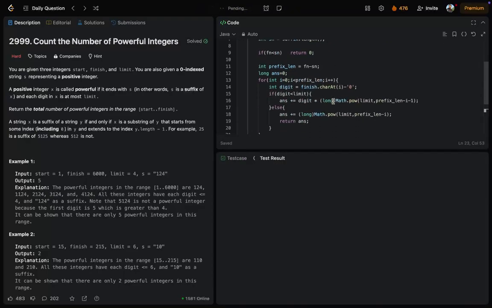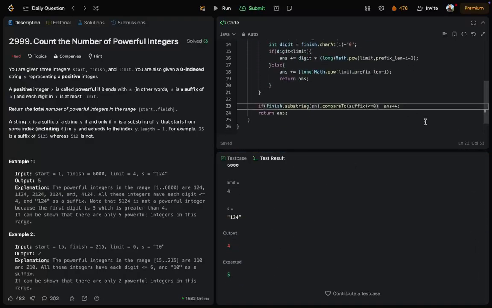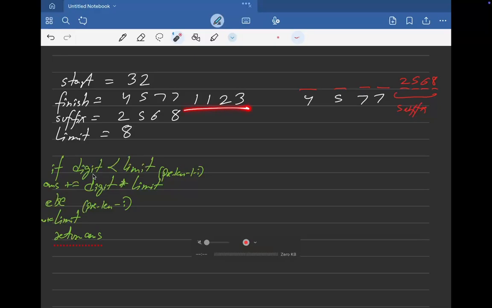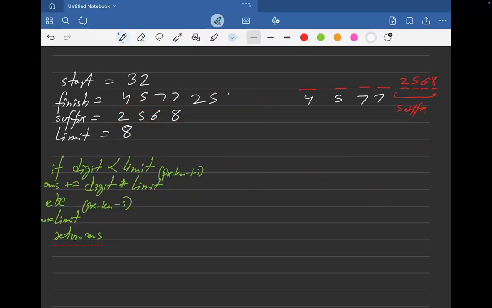So let me run this and I hope this will work. We have an issue here. First of all, this symbol should be greater than, it means my finish time is more, right? If my finish time is more, in this case I can only make the boundary which is 4577 and 2568. I cannot make this since my last 4 digits are less, but if my last 4 digits are equal or more, then only I can make the last powerful value, right?